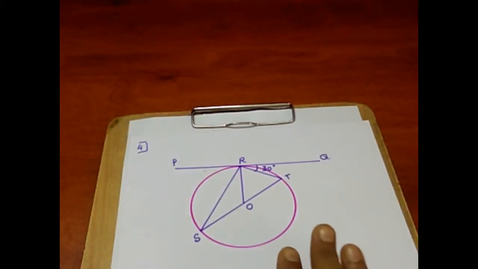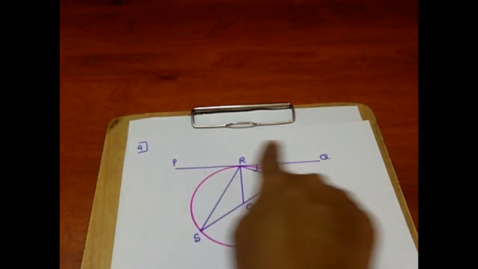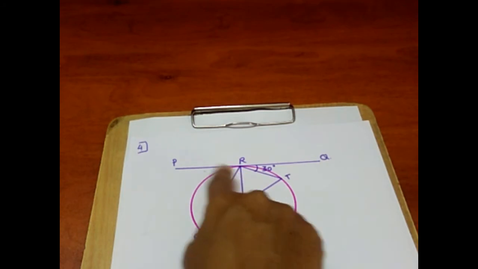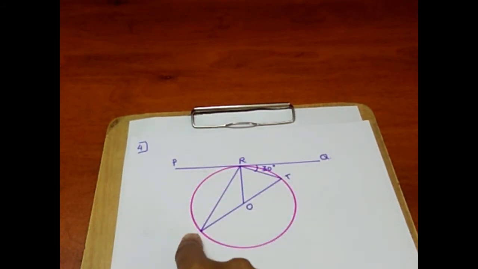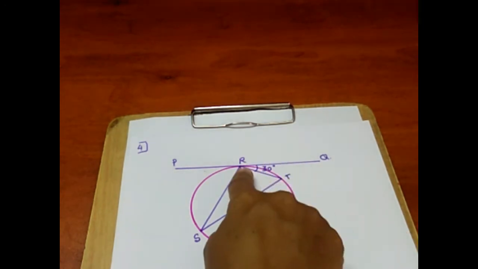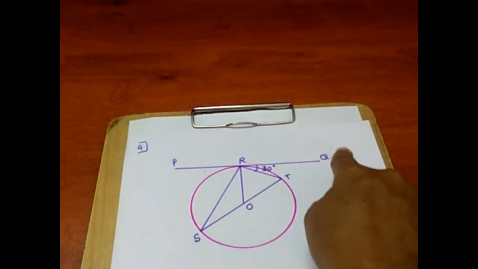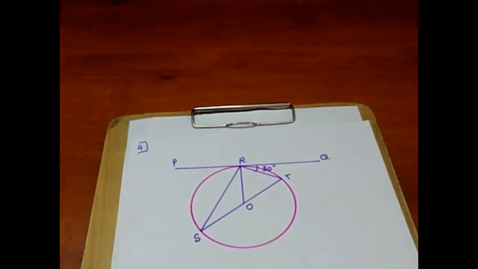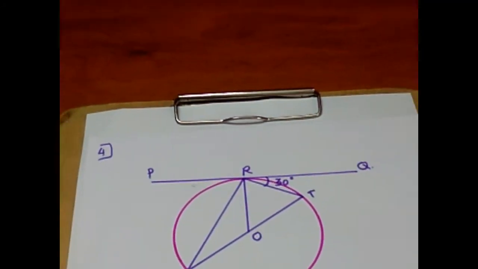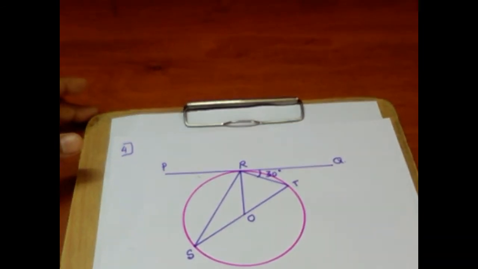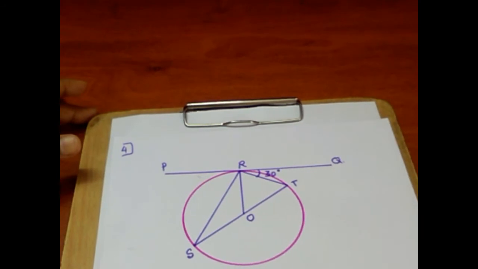Question number 4. If PQ is a tangent to the circle at R, calculate angle PRS and angle ROT, and the measure of one angle, that is QRT, is given as 30 degrees. First, let us discuss with the diagram. Later, we will write the solution step by step. Very simple problem, children. Concentrate very carefully.